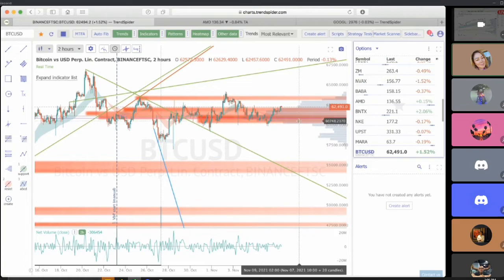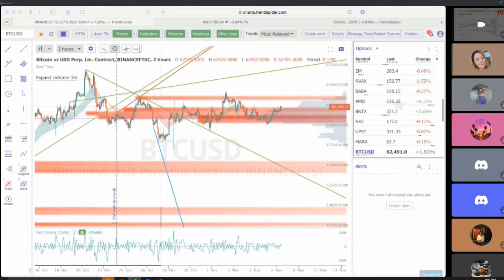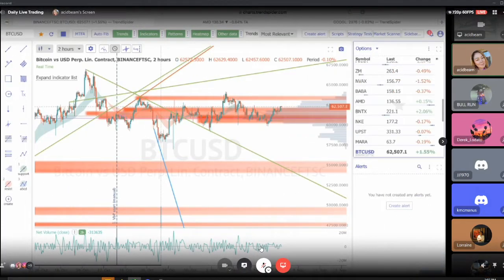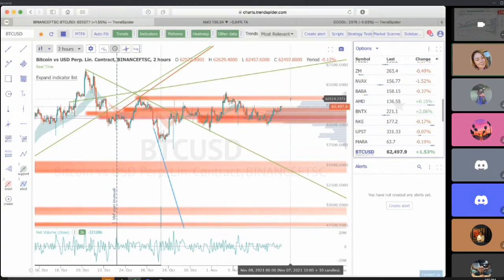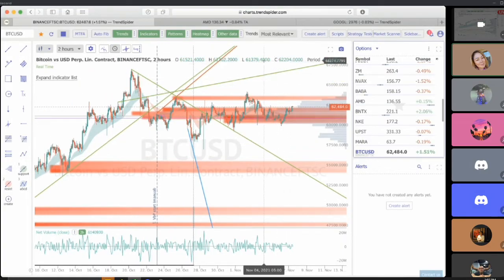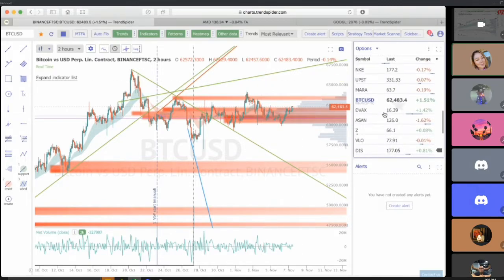So I think this is just gonna be a daily play. Quick day trades. It's just too tight. Mara is already at its high. Well, it actually went. Oh, I'm looking at Bitcoin. I'm like, whoa, that's a lot for Mara.